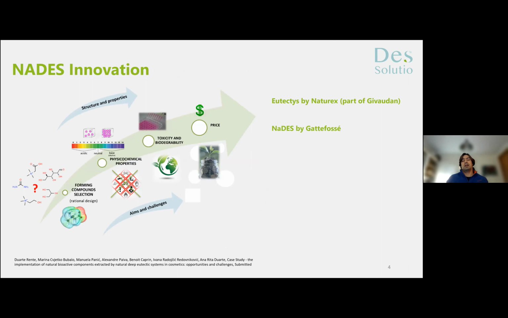But there's still a long way to go until we are fully implemented into this industry. And in our point of view, the big challenge that we have today with deep eutectic solvents is that there's no rational design so far for the formation of deep eutectic solvents. For each solution that we want to find, we create a deep eutectic solvent specially designed for this. And this is done based on trial and error and past experience.